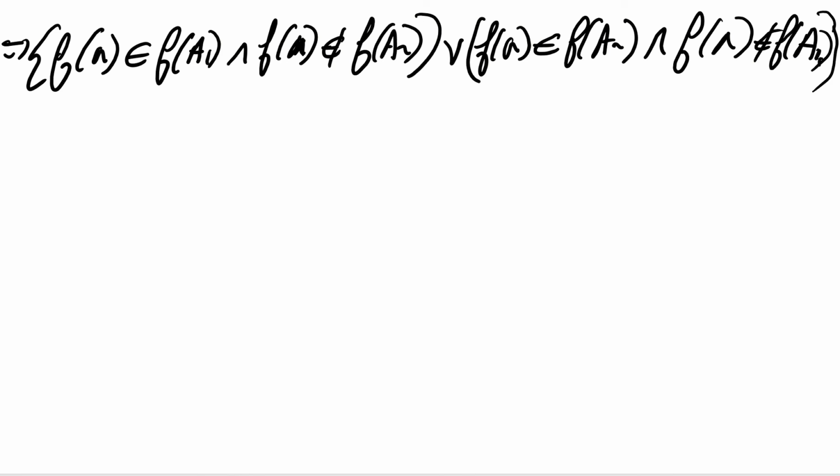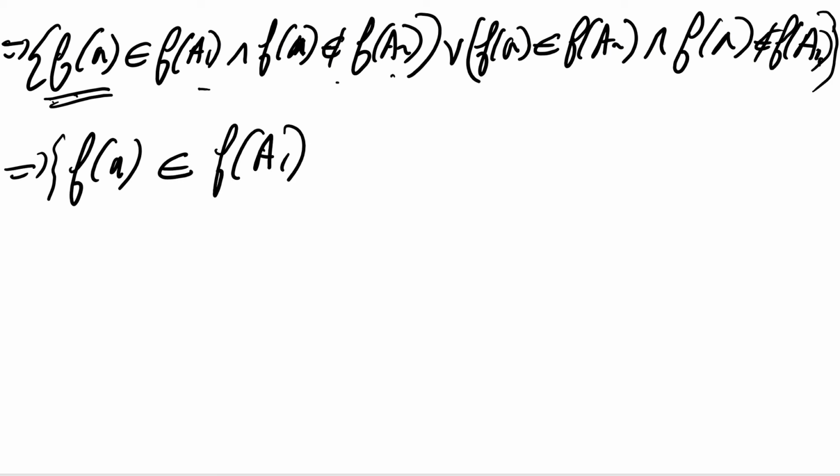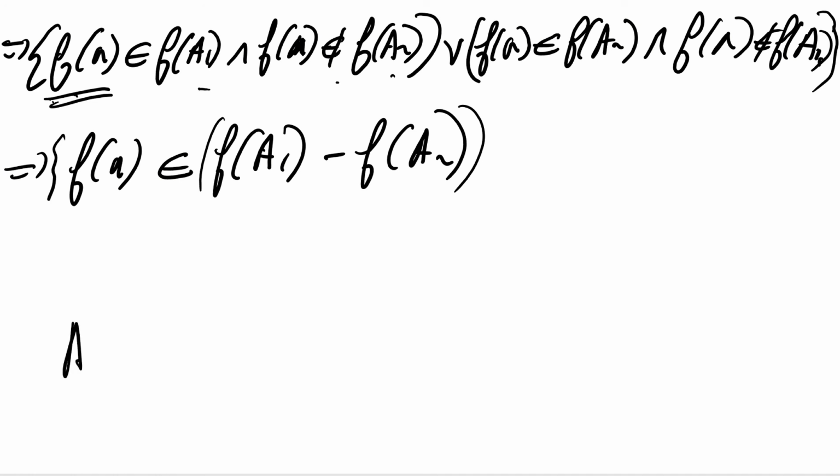Now, if f of A is in f of A1 and is not in f of A2, that means f of A is in f of A1 minus f of A2, right? We saw this in the previous chapter. That's the definition for A minus B. If it's in A, it should not be in B. That's why from this step we can get up to this. From this we can go to here.